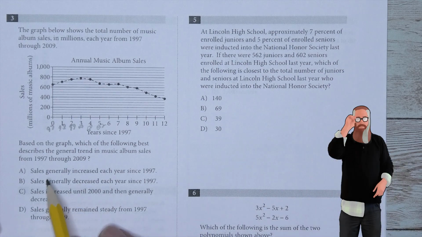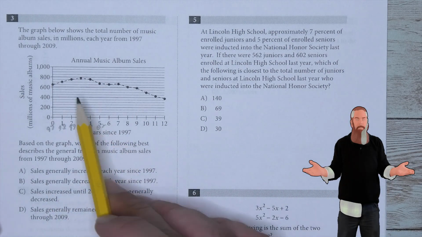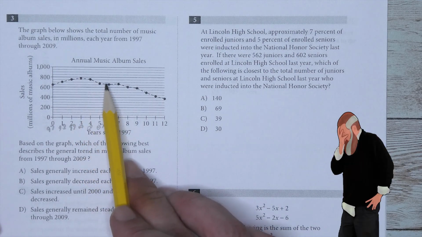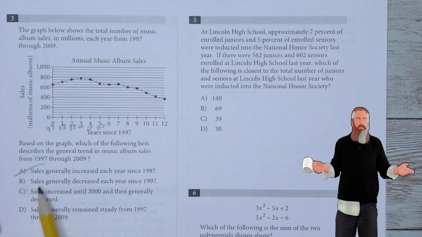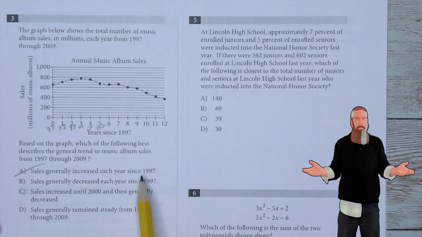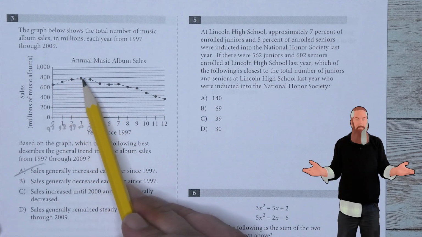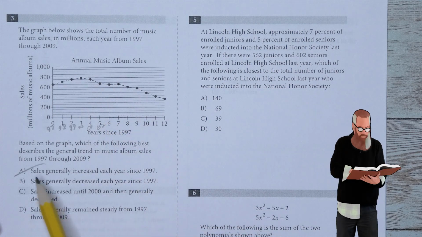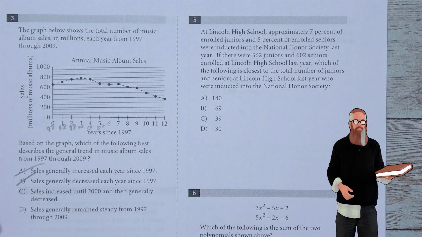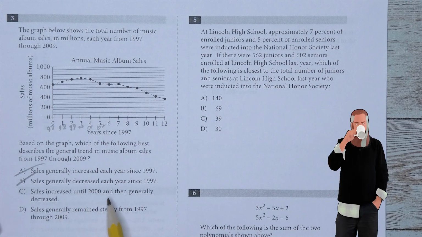So if we look at this and say sales generally increased each year since 1997, which was true in the beginning, but then it went on the decline, so it can't be A. Now, sales generally decreased each year since 1997, and that's not true because there were years that it went up, then down, then stayed relatively the same, then went down again, so B is not an answer.